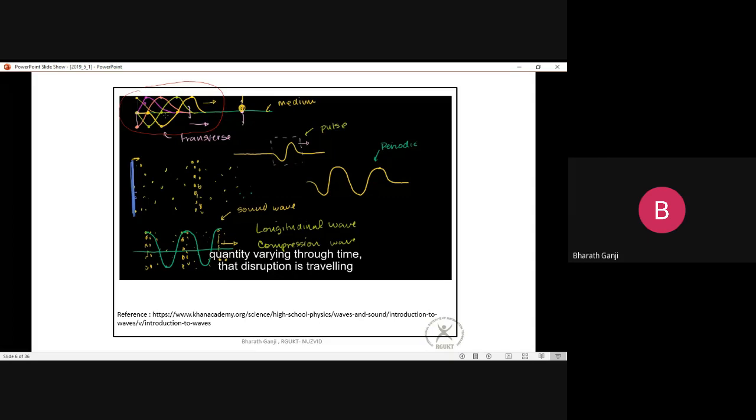Okay, so of course the disturbance is moving forward because of the restoring force here, and the restoring force is the tension of the string. But anyways, you got an idea regarding the wave. A wave is nothing but the disturbance that is traveling or propagating across a medium or across a region.